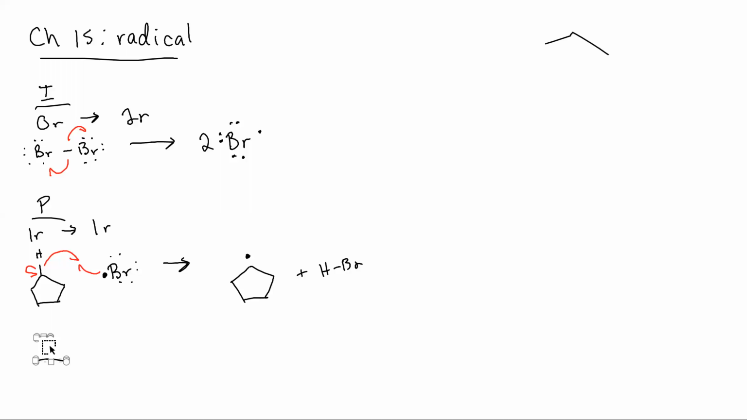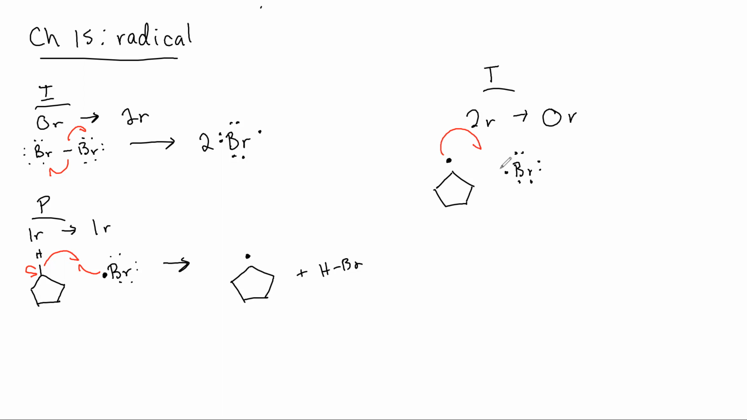Let me move this termination over here so it's a little bit clearer. So termination, we start out with 2 radicals and we end with 0 radicals. So this is the opposite of initiation, kind of. And so let's say that we have our carbon radical from before in conjunction with a bromine radical from before. The single electron from the carbon radical and the single electron from the bromine radical will combine, and we end up with our final product with 0 radicals.